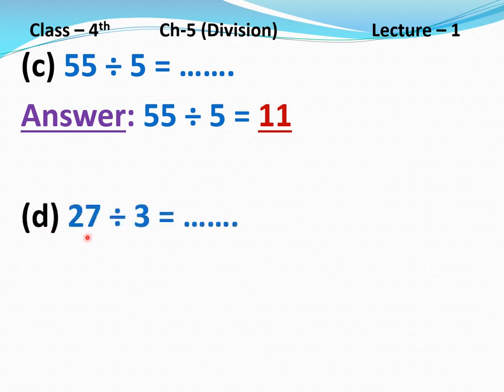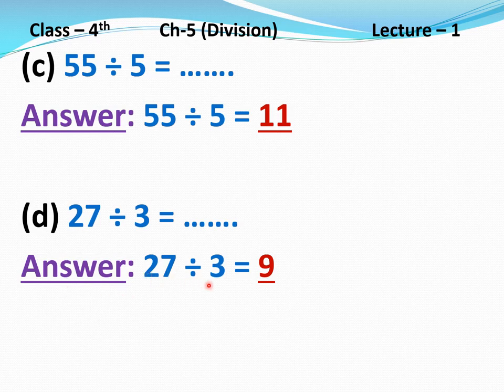Now D part: 27 divide 3 equal to dash. It means we will divide 27 by 3. So we will get 9. Okay. So write down the answer. 27 divide 3 equal to 9. So 9 is the answer.